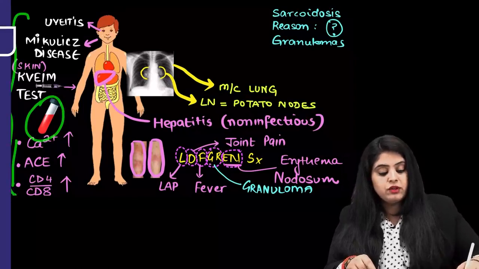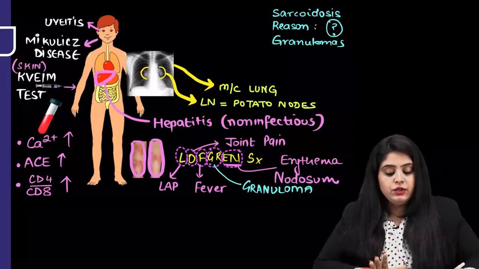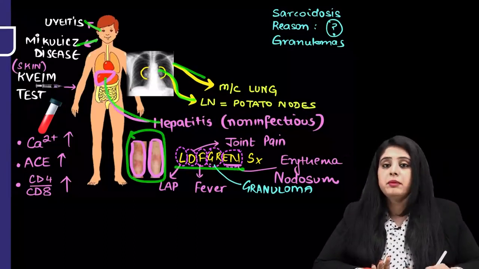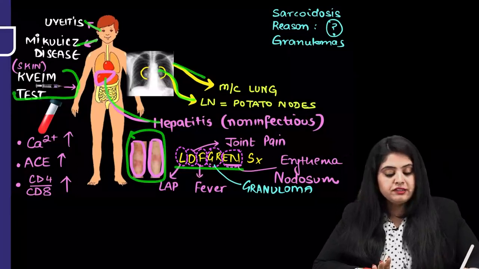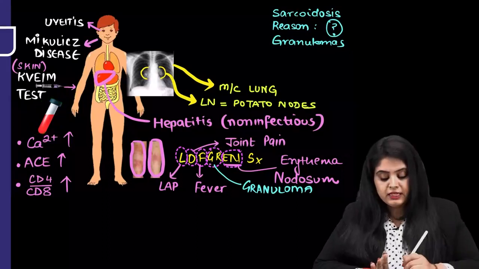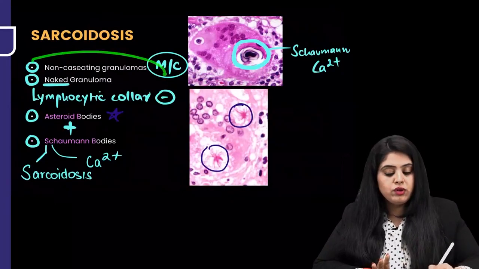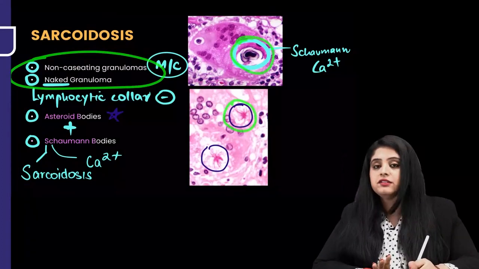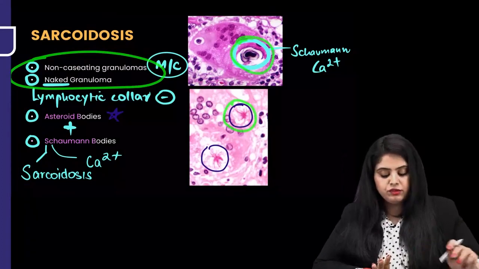That is why I told you for sarcoidosis, if you know this one slide, you know uveitis, Mikulicz, lung involvement, potato nodes, hepatitis, erythema nodosum, which is a part of the Lofgren syndrome. You know there is a skin test known as the Kveim test. You know there are three blood tests which will come positive. Then in terms of granuloma, you know non-caseating and naked granuloma. Two bodies are there. One is asteroid, one is Schaumann body. See, life becomes so simple.